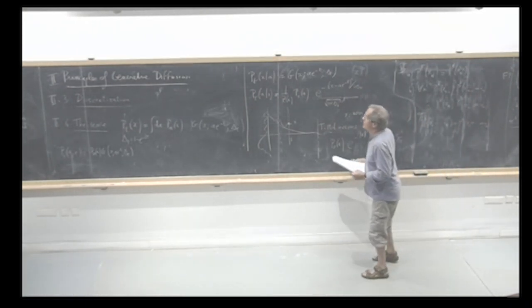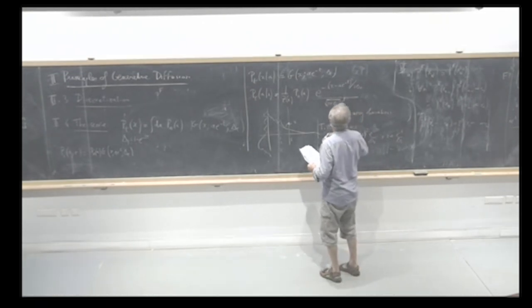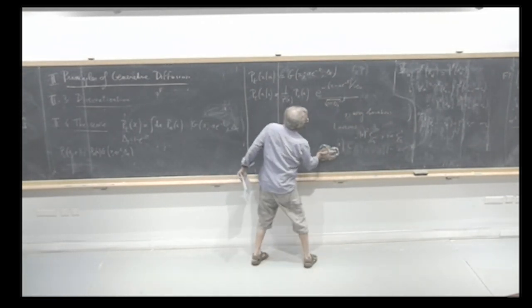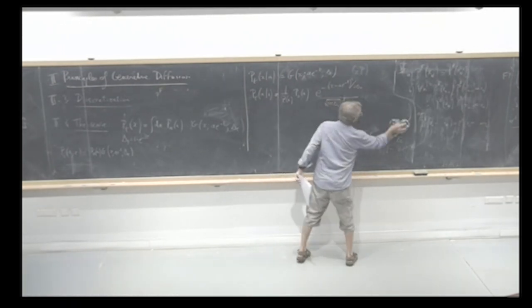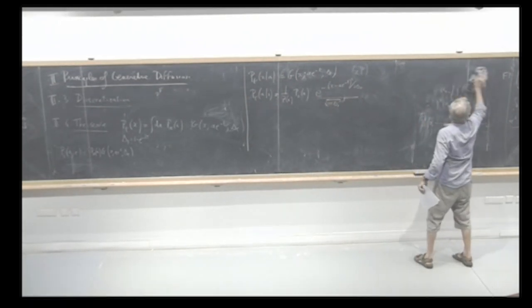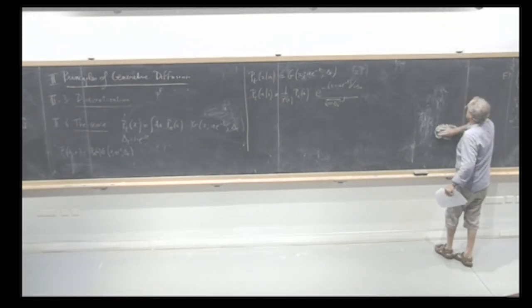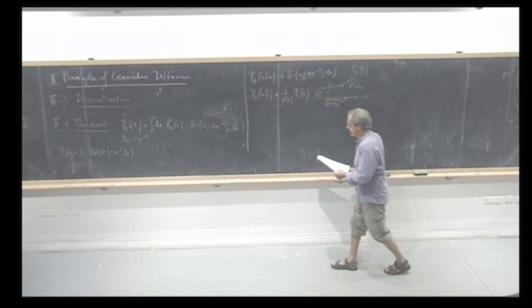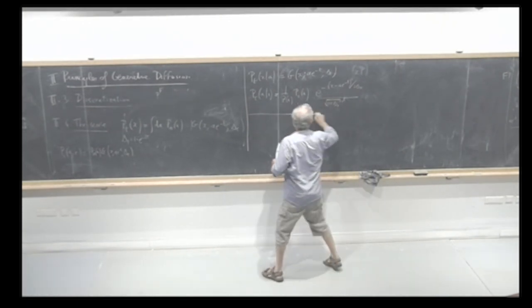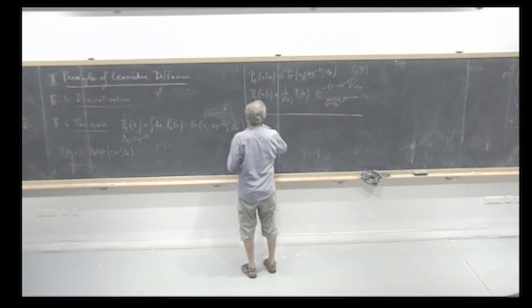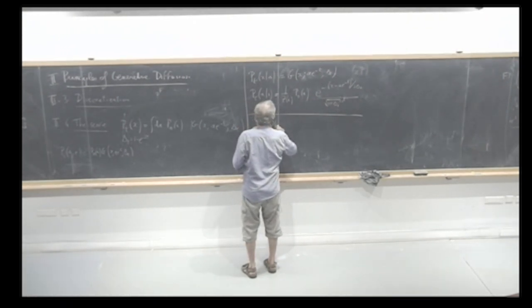Okay, so back to the score. Sorry, it's a bit of a digression, but I will need them at some point. Yeah, let me just establish. So what is the score? The score is the gradient of log p.